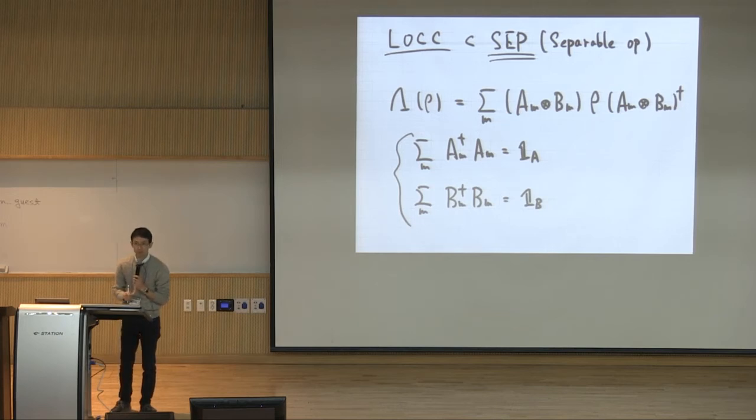When you define SEP, then rho can be mixed. But I will only consider pure states. If you remove the classical communication part, then the sum over M could actually be just one, and A and B are unitary. Yes, you are right.